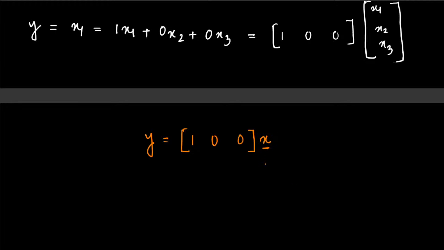Notice carefully that this here is called the matrix C. Often this is written as matrix C. So now this is C times x, and this equation represents the output. So this equation is called the output equation.